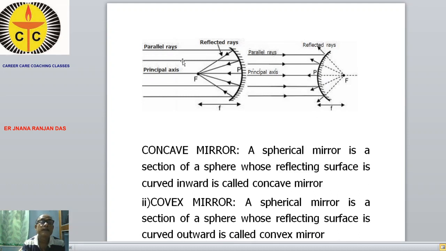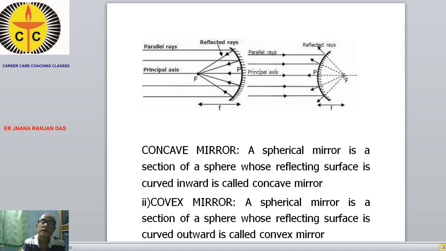These are the parallel rays coming from the source of light. After reflection, they will meet at a point F. This is the focus. This is the focus of the spherical mirror. In case of a concave mirror, this is the focus, and in case of a convex mirror, this is the focus.